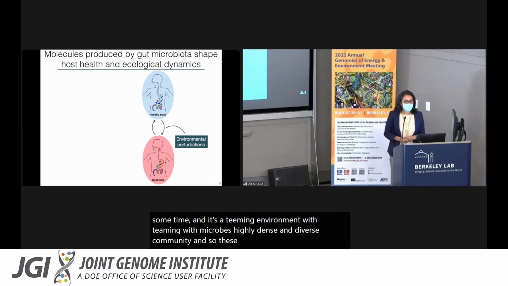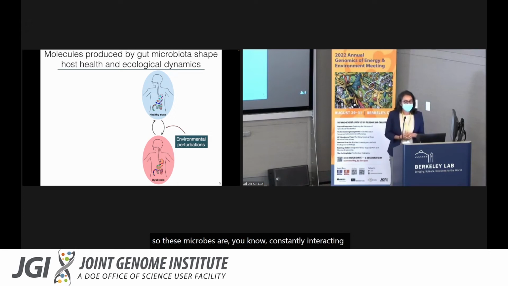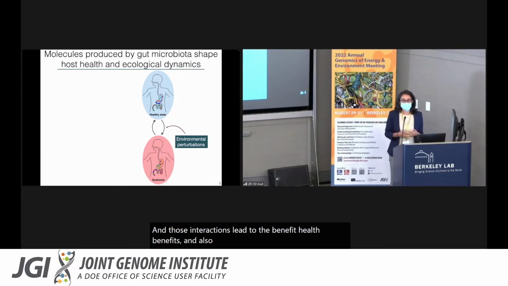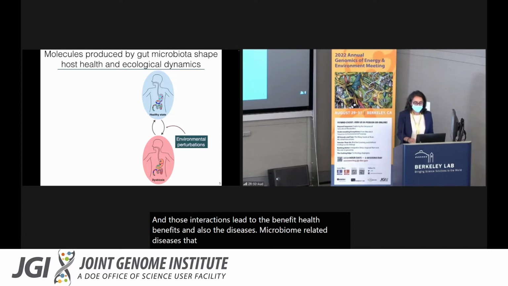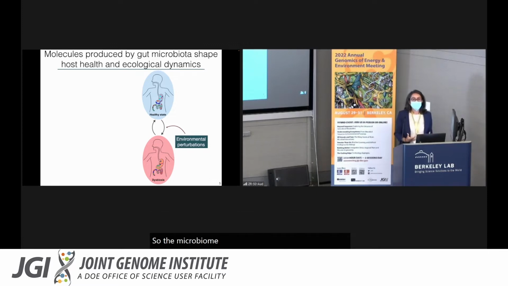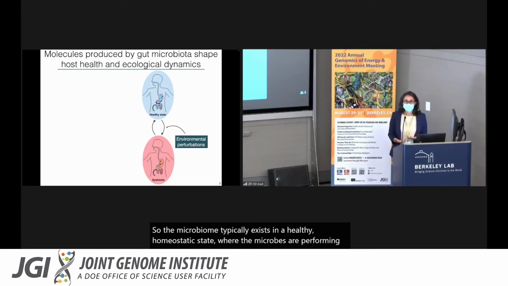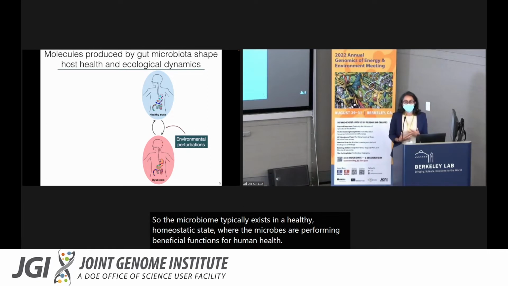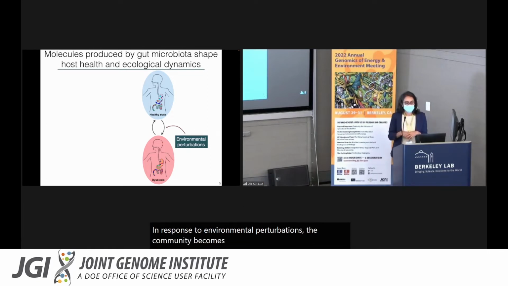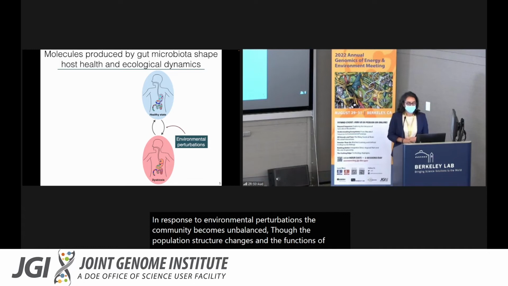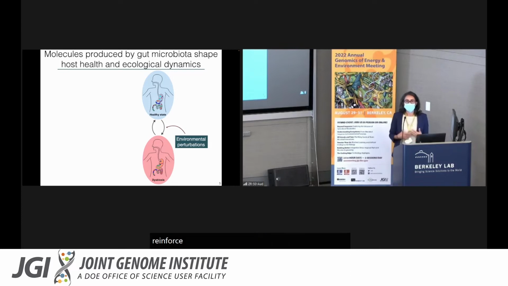And so these microbes are constantly interacting with each other, and those interactions lead to the health benefits, and also the diseases, microbiome-related diseases that can arise. So the microbiome typically exists in a healthy homeostatic state where the microbes are performing beneficial functions for human health. In response to environmental perturbations, the community becomes unbalanced, or the population structure changes and the functions of the community change in response to those disturbances. And that can lead to these feedback loops, which reinforce disease, inflammation, and this state is called dysbiosis.